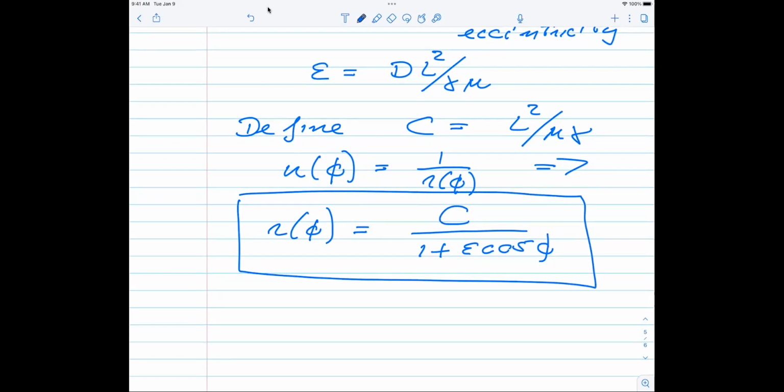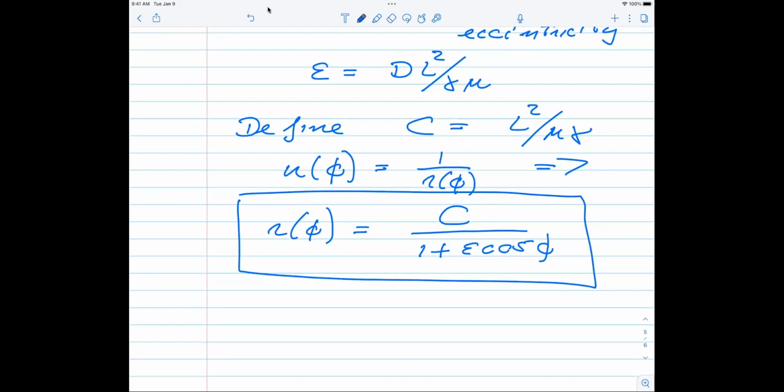Anyway, this is actually a beautiful result, because now, if you look at this constant epsilon, if you put that to 0, which means you have 0 angular momentum, for instance. What kind of motion do you get then? If I put epsilon to 0, what is the radius as a function of phi then?